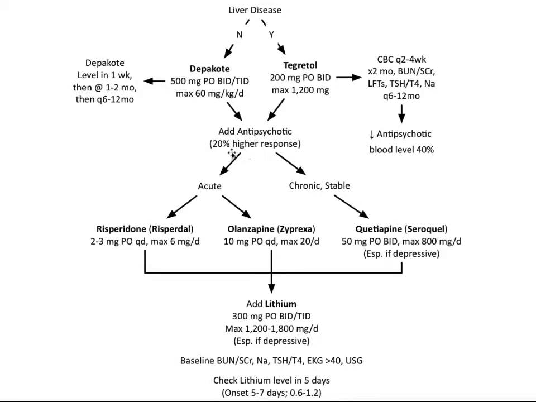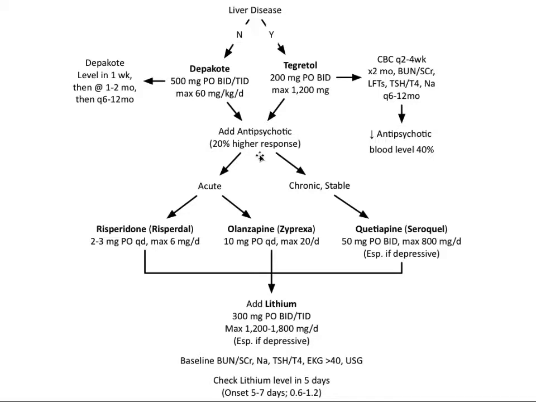It's interesting to note that Tegretol will actually decrease antipsychotic blood levels by 40%. If these are ineffective, then usually the consideration is made to add an antipsychotic. This usually results in a 20% higher response. Antipsychotics here are used for acute control as well as long-term stabilization. Often an atypical or second-generation antipsychotic is chosen because there's less EPS.